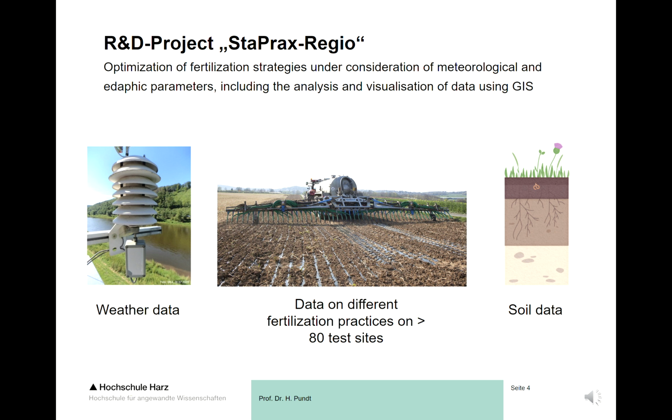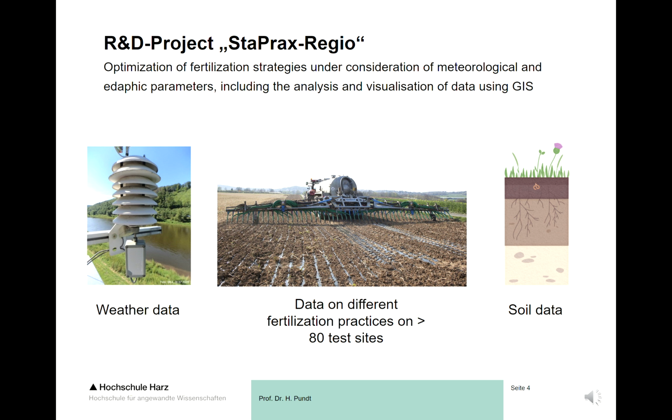The goal of the StaPrax Regio project is the optimization of fertilization strategies, and this is important under consideration of meteorological and edaphic parameters. The part of the analysis and visualization of data using GIS is more a supporting part within the project. And as you see, there is weather data, there is soil data, and there is data from different fertilization practices from different test sites.